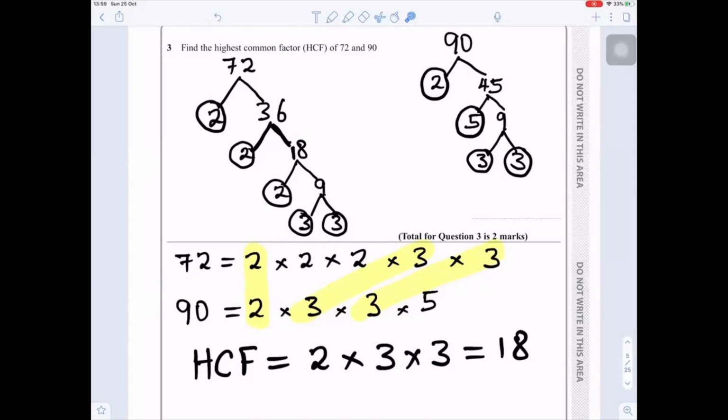And to get the highest common factor, you multiply those numbers that are found in both lists. 2 times 3 times 3. And that gives you 18. So the highest common factor of 72 and 90 is 18.